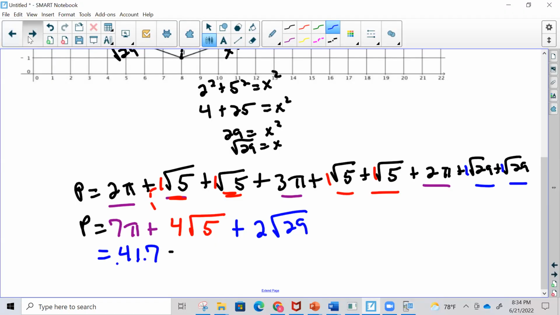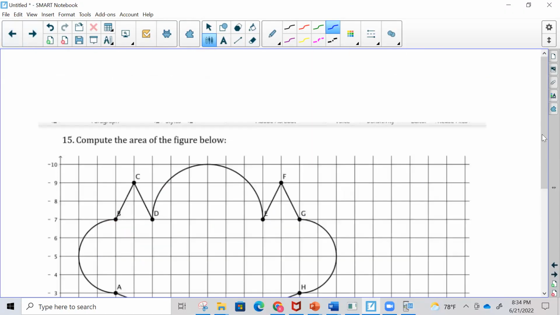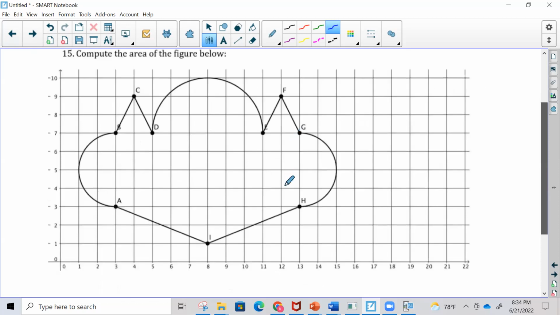Okay, so that's the perimeter. Then we're going to do the area. The area is the total number of square units inside the figure. So we would need to divide this into shapes that we know. I can do my half circle, and then a triangle, a half circle, a triangle, half circle.